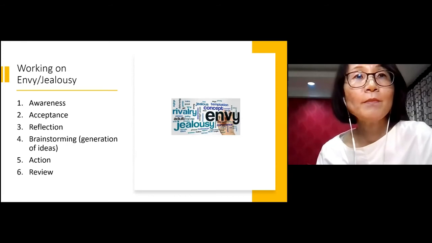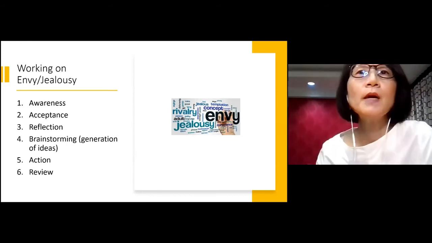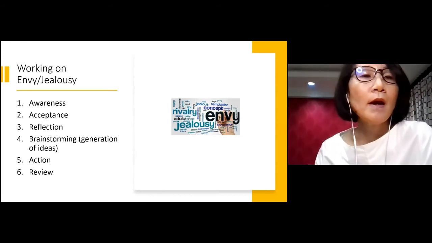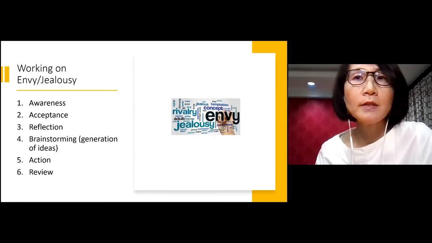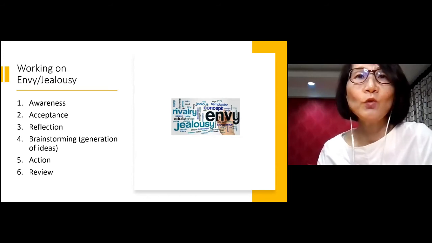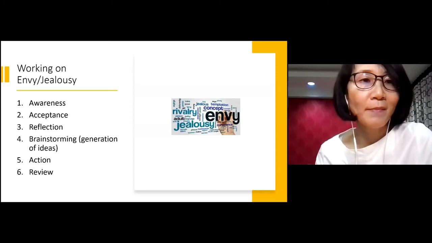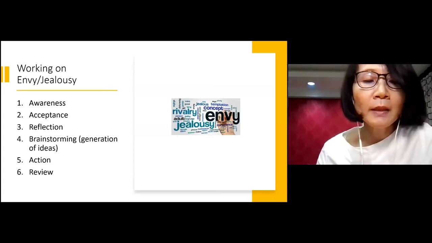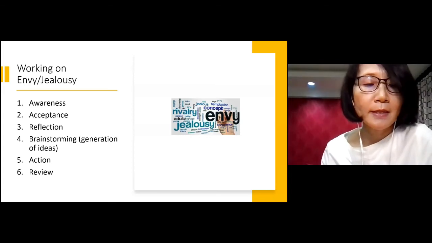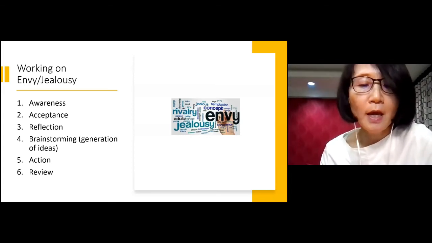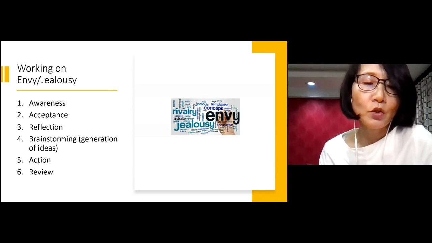For a long time, very much of our conditioning is to associate the feelings of envy, jealousy as being very bad. It's not good for us. We're a bad person if we have envy, we have jealousy. So much so that it's hard for people to accept the fact that they're feeling jealous or envious. If we're not aware or in denial, how can we be motivated to make changes?